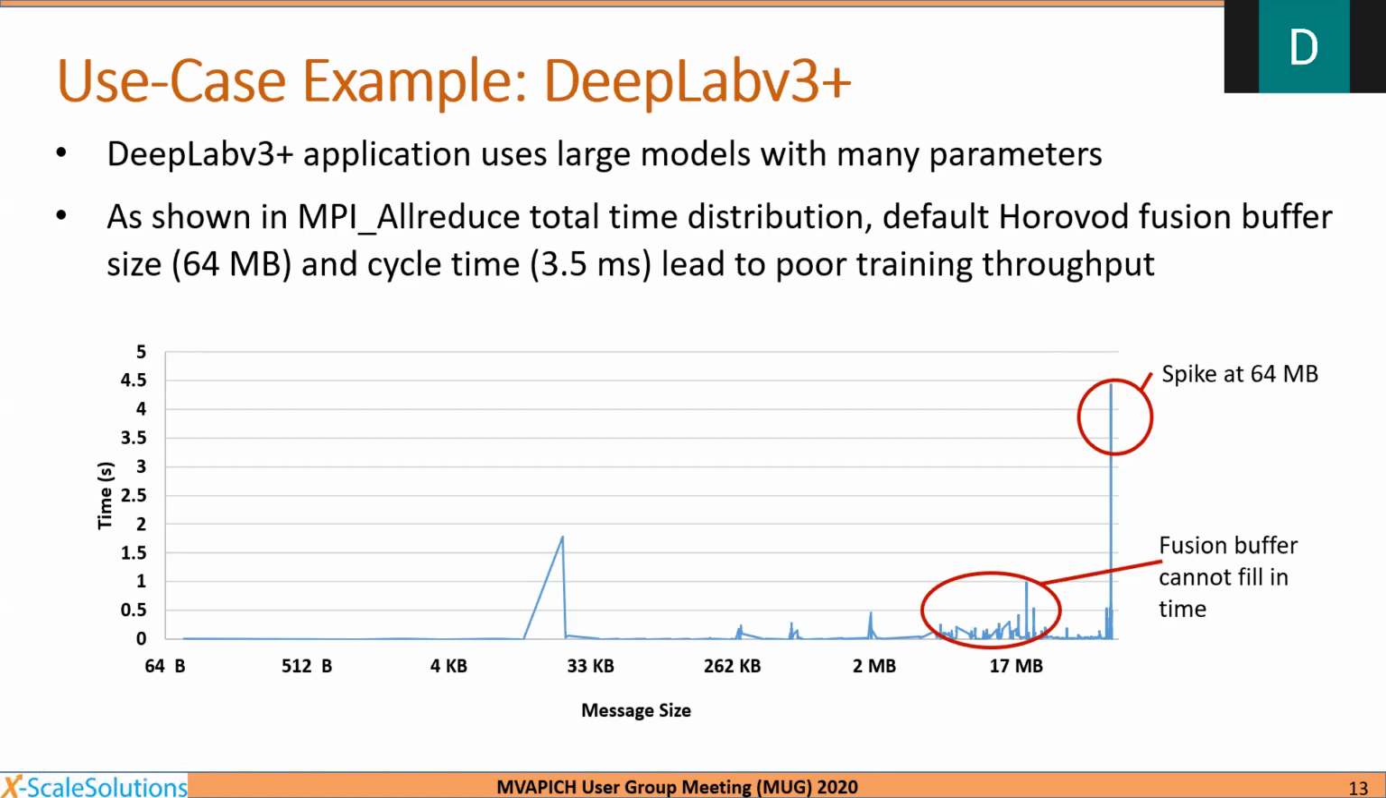Horovod Fusion has a default buffer size of 64, and that's potentially what caused this, where suddenly everything is waiting at that point. Another one is the cycle time of 3.5 milliseconds. This shows a sudden occurrence here, and it's suspicious. Both of these seem to cause a potential bottleneck for the performance.